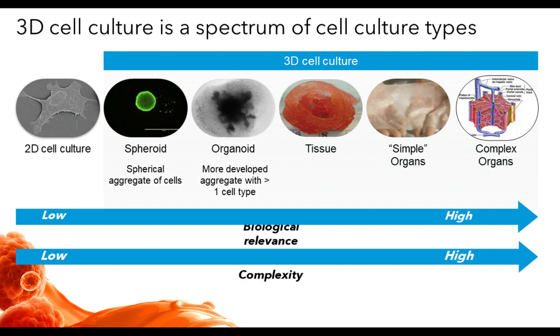And similar to the previous slide, going from 2D to complex organ systems by way of 3D culture goes from low relevance to high biological relevance, but the complexity increases as well, as you would expect. So low complexity in 2D, high complexity in organoids and complex organ systems.